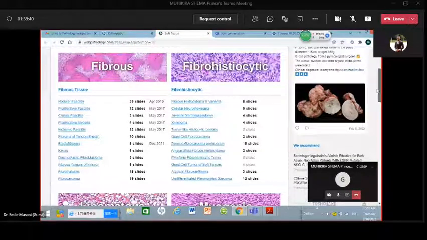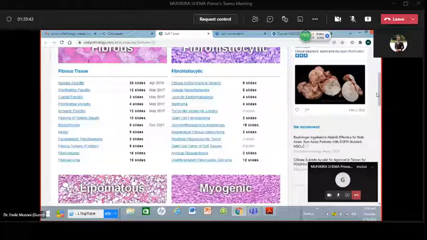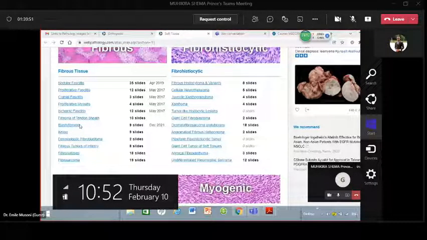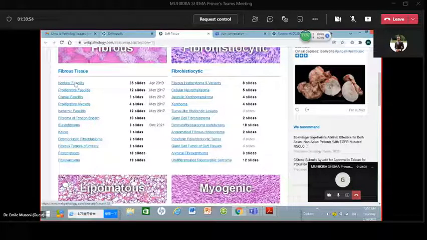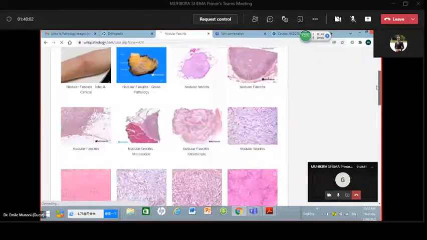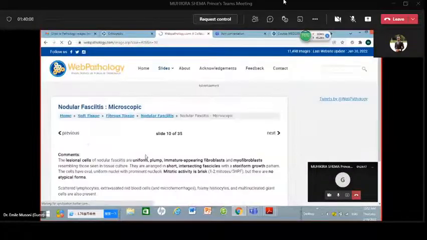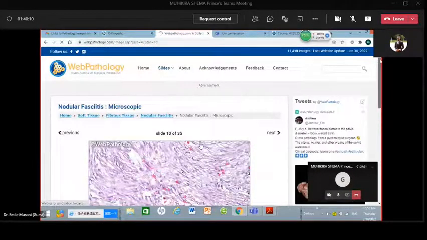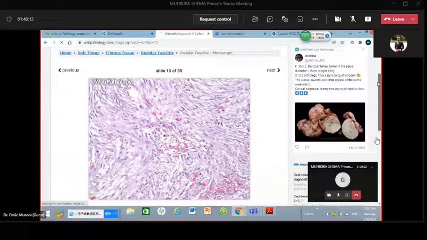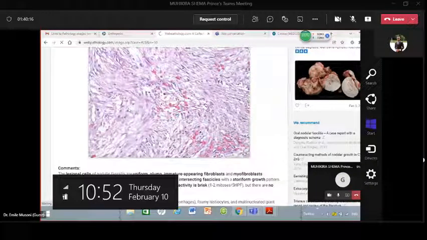But for you, you can keep some common images, like this one. Nodular fasciitis, because those are the most common. For example, this one. You see proliferation of the fibrous tissue, you see some vessels.